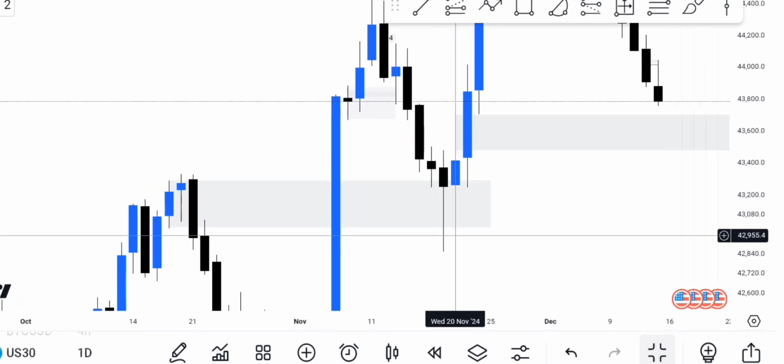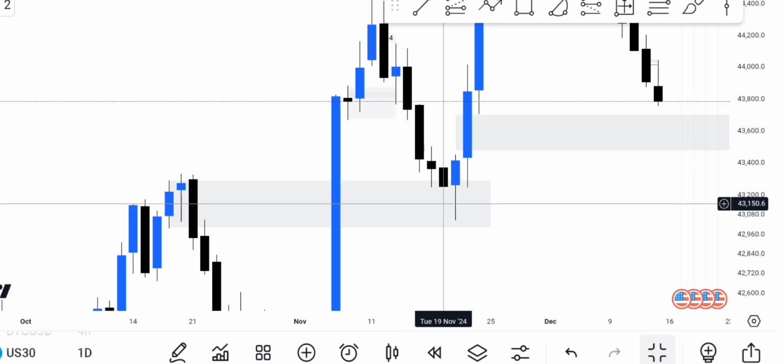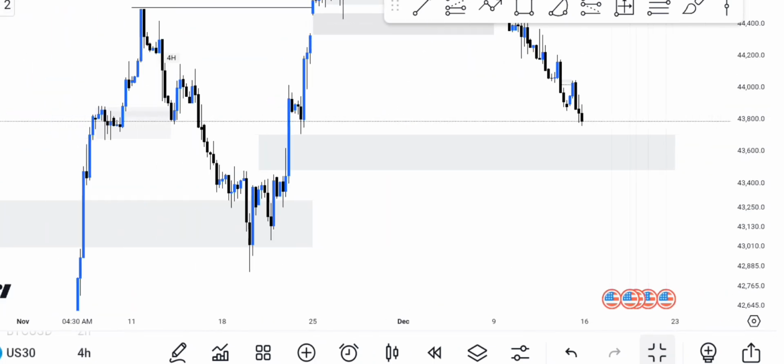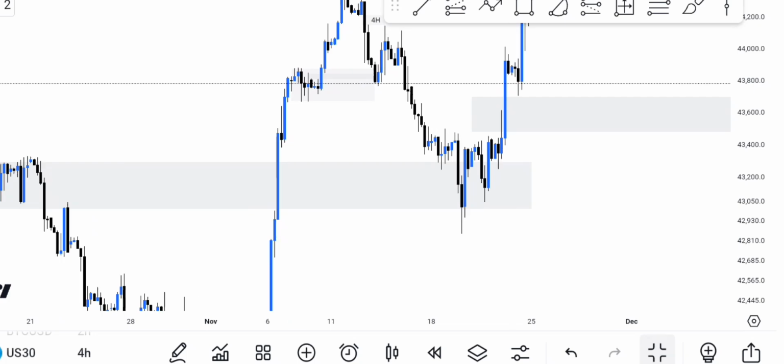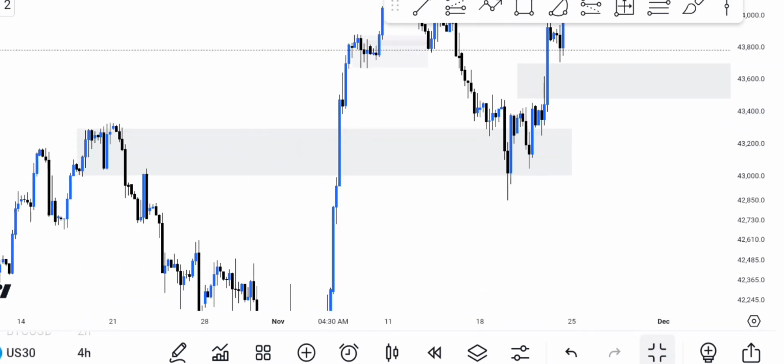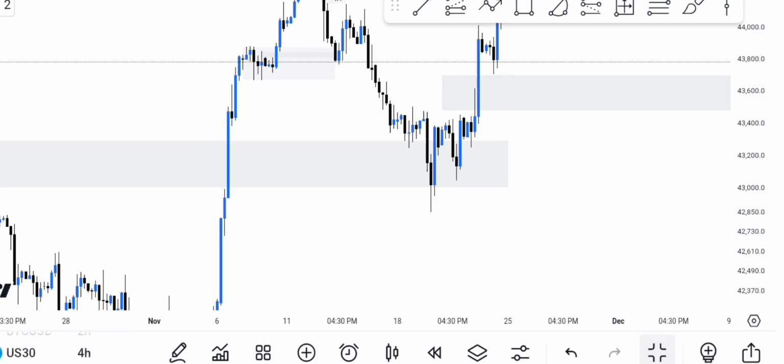You can see these rejections, and go to the lower time frame. Obviously you will find confirmations. Let's check out 4 hours. On 4 hours we can see there's also a 4-hour fair value gap, so there are multiple confirmations here.